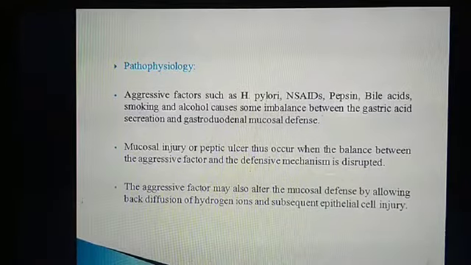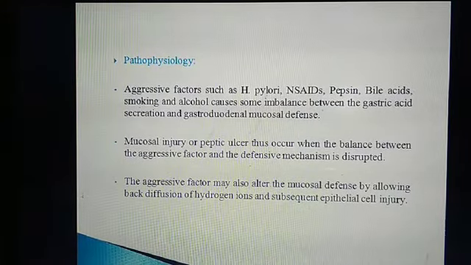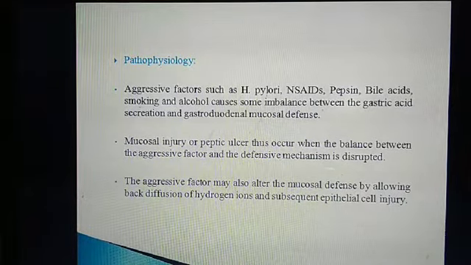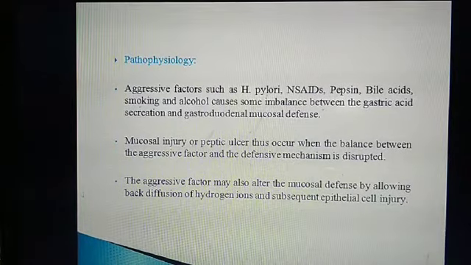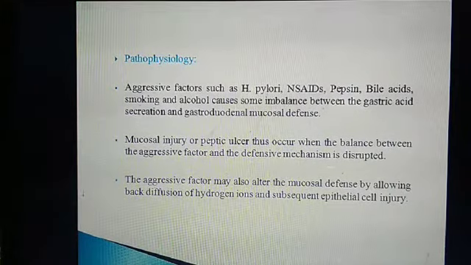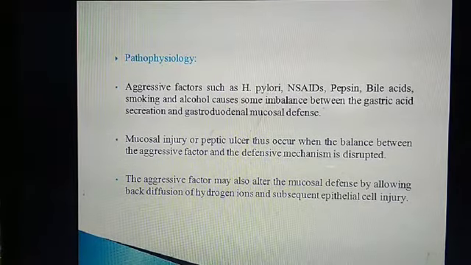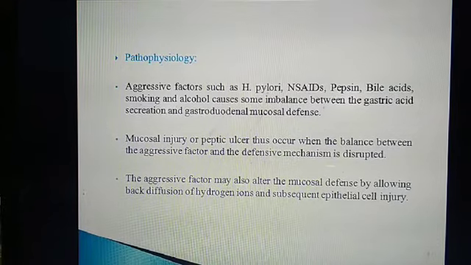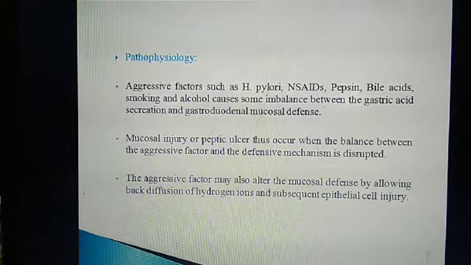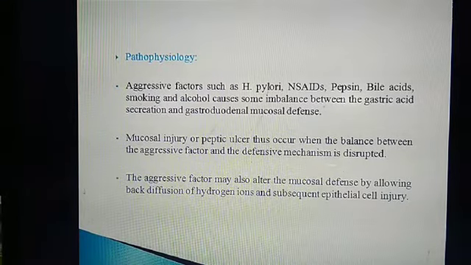Then we will see the pathophysiology of peptic ulcer. This peptic ulcer is caused because of the imbalance between the aggressive factors as well as defensive factors. Here the aggressive factors are like H. pylori, then NSAIDs, then pepsin, bile acids, smoking and alcohol. These can be categorized under aggressive factors. They cause the imbalance between the gastric acid secretion and gastroduodenal mucosal defense.